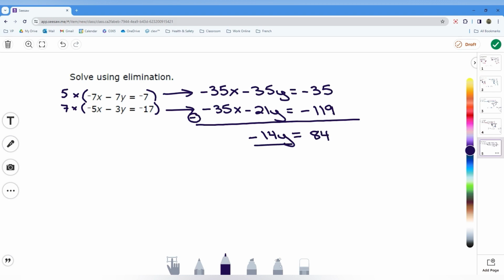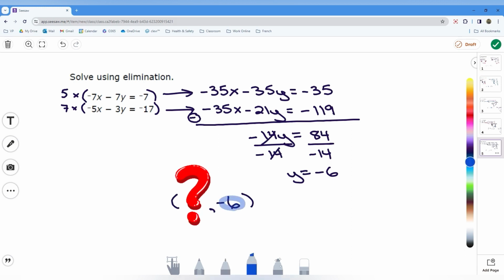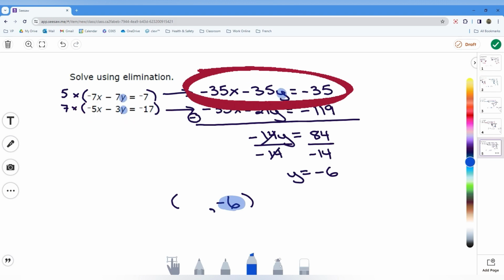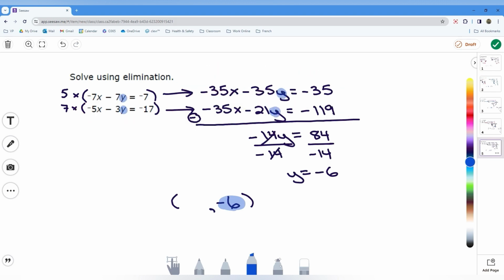Last but not least, we want to divide by -14 to get y by itself. And that's going to give us a negative number, because a positive divided by a negative always gives you a negative. All right, to our solution of our ordered pair, we have a y that is -6. I can choose to take this -6 and put it into the y in the first equation, the second equation, our third equivalent equation, or our fourth equivalent equation. It does not matter. I'm going to choose to put it into the first equation.